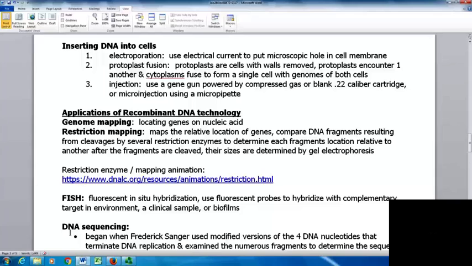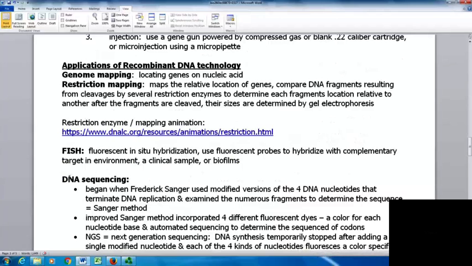And then their sizes are determined by gel electrophoresis. So this isn't actually going to sequence it, it's just going to give you relative locations of genes, which can suit a different purpose. This is an animation here showing restriction enzyme mapping. FISH is the fluorescent in situ hybridization. This uses the fluorescent probes to hybridize with complementary targets in an environment. These can be used in clinical samples or in biofilms.